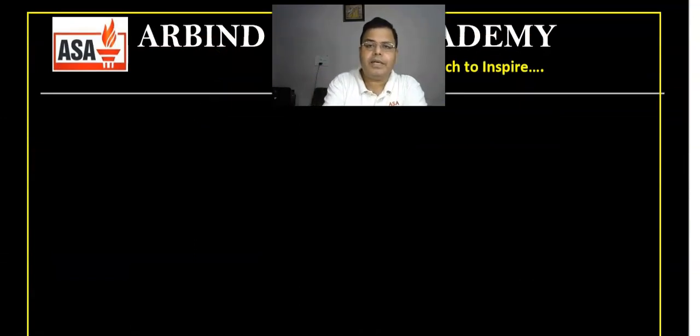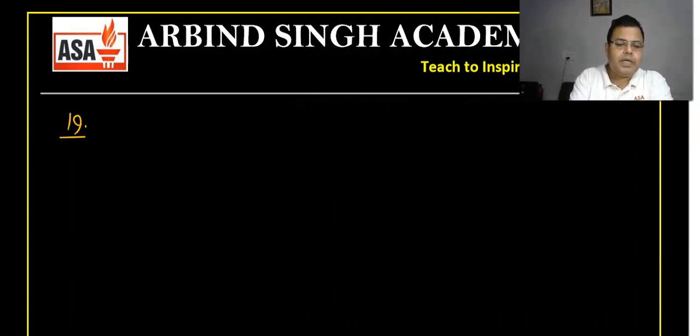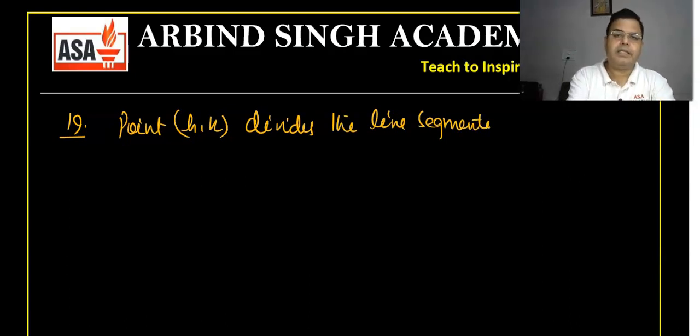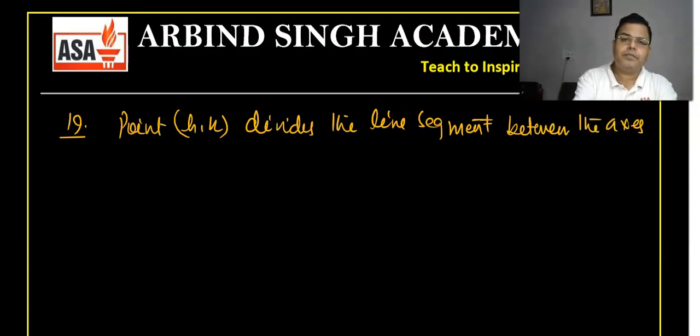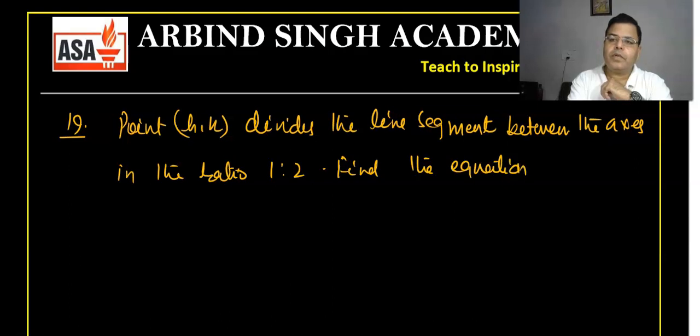Now the next question is question number 19. Try to understand. Question number 19: point h comma k divides the line segment between the axes in the ratio 1:2. Find the equation of the line.